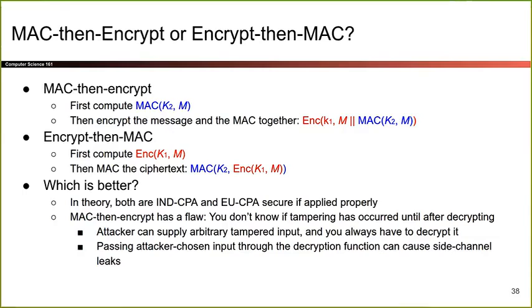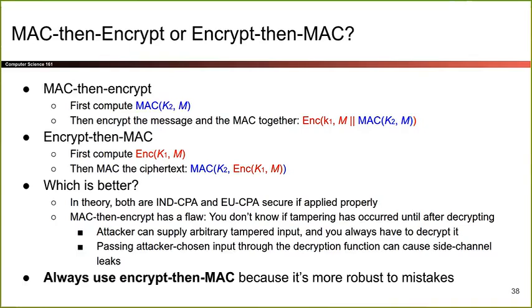And in fact, this can cause side channel leaks. So remember, side channel says if you implement something incorrectly, you might leak information. So MAC then encrypt has this very subtle flaw. And because of that, we will always recommend that you use encrypt then MAC instead, because if you screw up, this doesn't happen. You will always check the MAC first. And if the MAC is already wrong, you'll stop and you won't be passing tampered data through decryption. Whereas with MAC then encrypt, you're passing tampered data through decryption no matter what, and that could cause a problem.